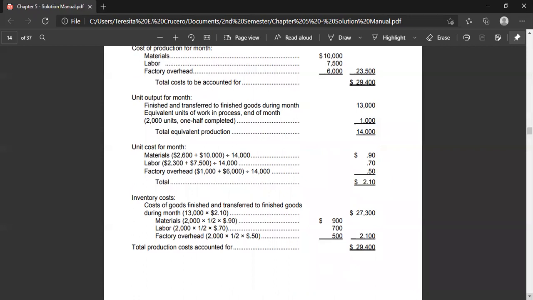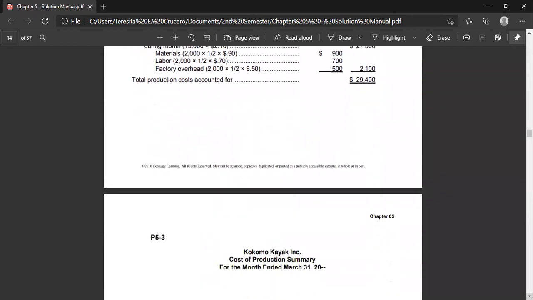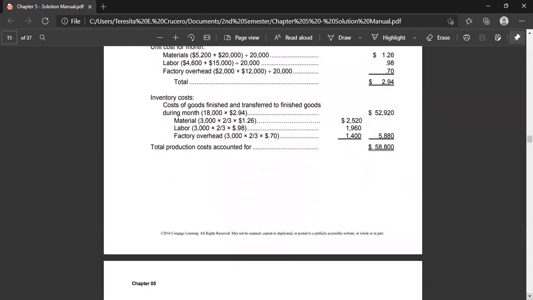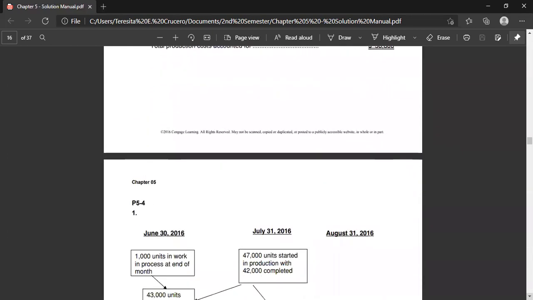Next, we go to 5-4, which involves determination of the unit cost, no? Calculation of equivalent units in beginning inventory.